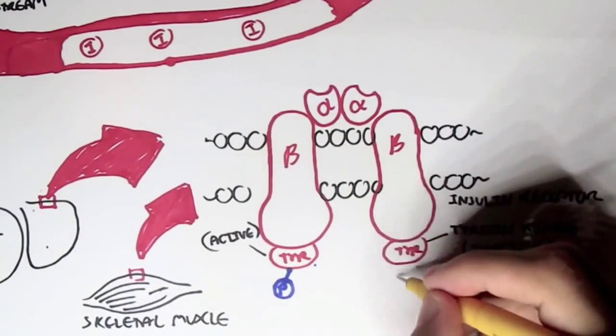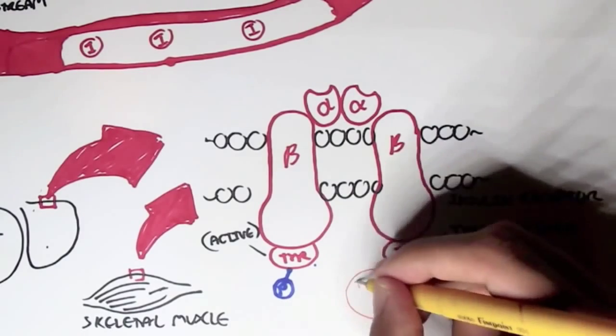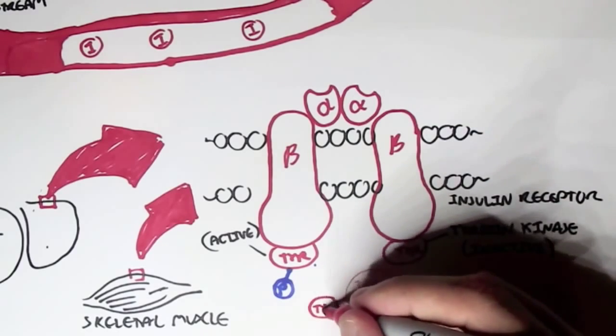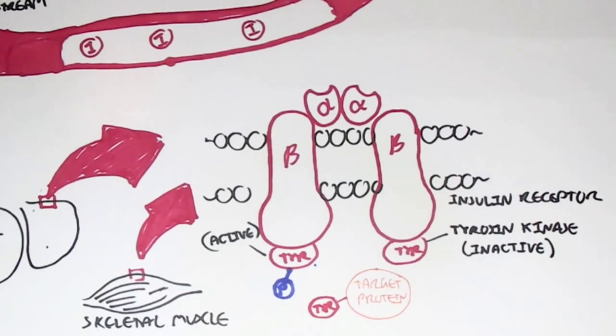Now inside the cell, in the cytosol, in the intracellular fluid, there's a target protein with a tyrosine amino acid, for example. And this target protein is inactive when it's not phosphorylated. So how does it become active? And how does the tyrosine kinase receptor, the insulin receptor, become stimulated?